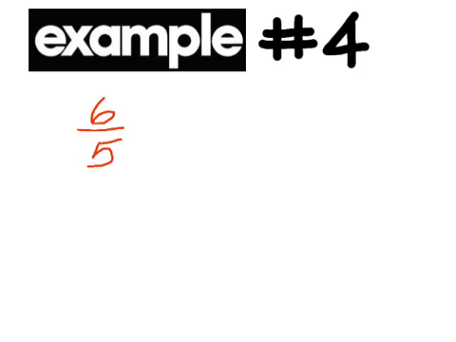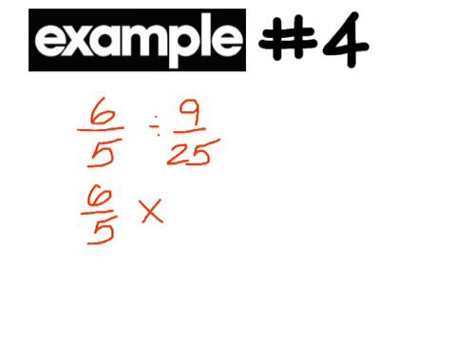Here's another one just like that. 6 over 5 divided by 9 over 25. I'll keep this 6 over 5, but what do I change division to? Multiplication, and what happens to the second fraction? Flip it. So it's 25 over 9. Now you can cancel on this. I'll change to blue. 5 into itself once, and into 25 5 times. Can I cancel the 6 and the 9? No.